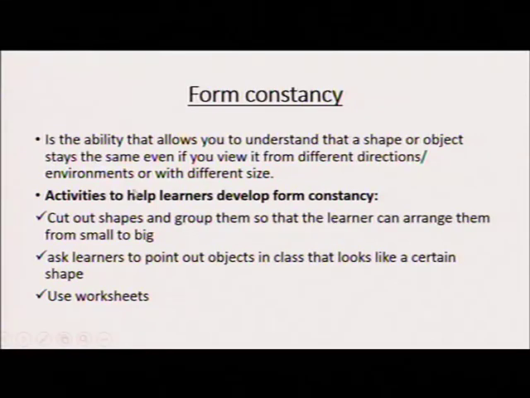Now, what activities can I use to help develop form constancy? I can cut out shapes and group them so that the learner can arrange them from small to big. I can ask the learner to point out objects in class that look the same as a certain shape, like the circle I spoke about just now. And I can make use of worksheets with different objects of the same shape and ask the learner to identify the specific shape.